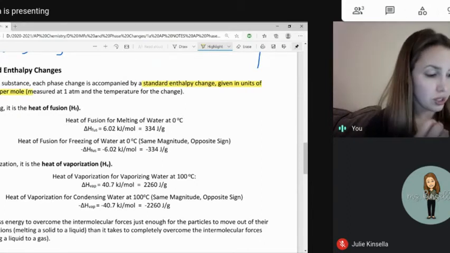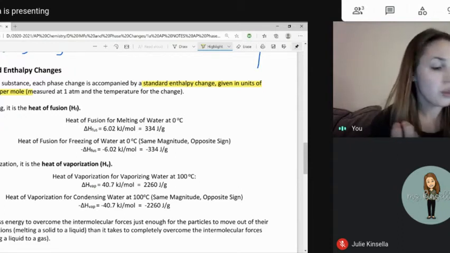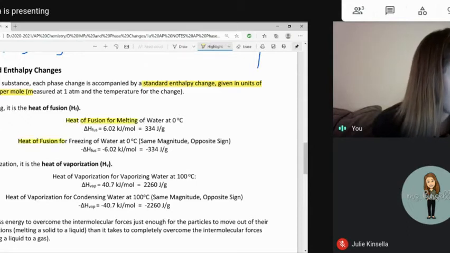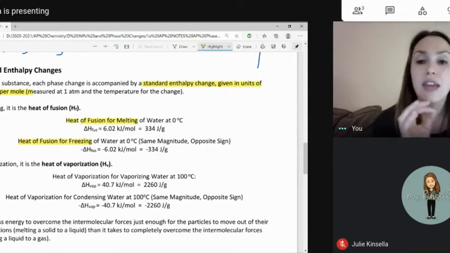So heat of fusion is involved for both melting and freezing. So you can see heat of fusion for melting at 0 degrees Celsius and heat of fusion for freezing at 0 degrees Celsius. They have the same magnitude, just opposite sign.